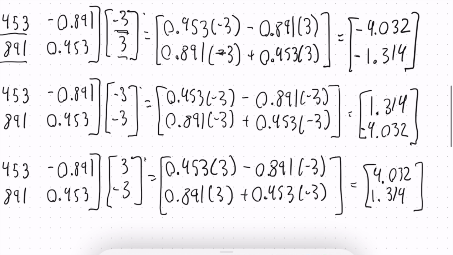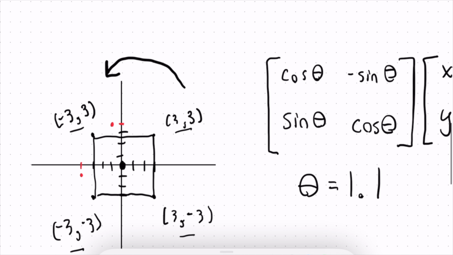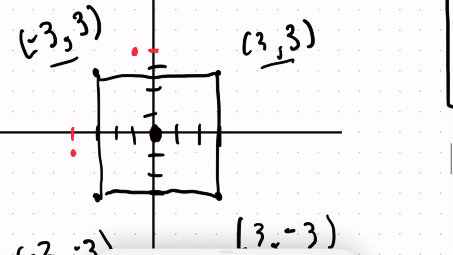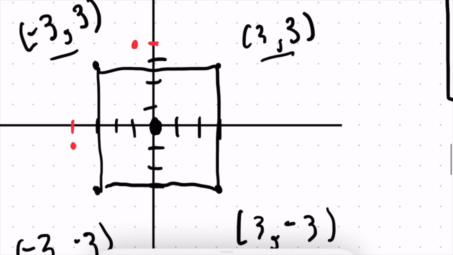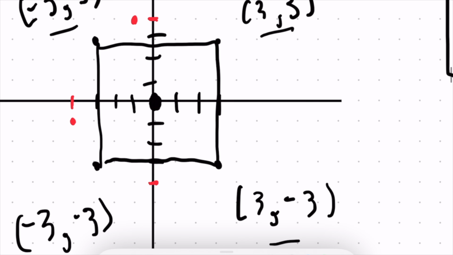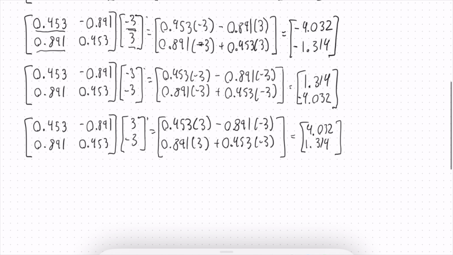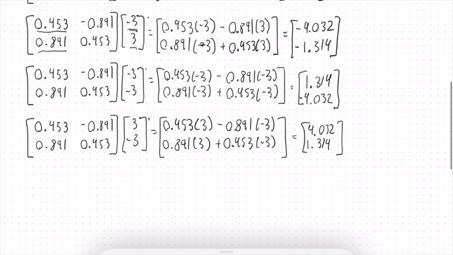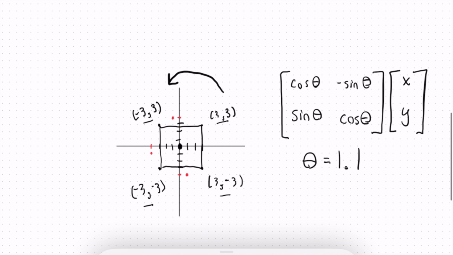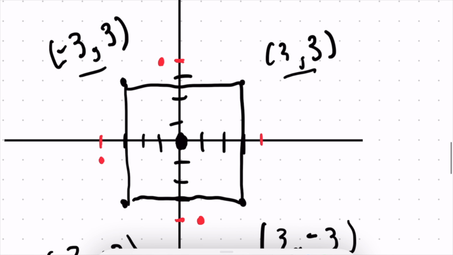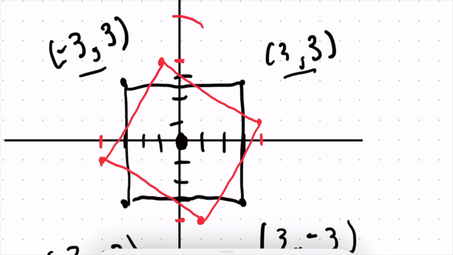Next we have positive 1, negative 4. So there's positive 1. And we need negative 4, which is down here. And then what's our last point? We have positive 4, positive 1. So positive 4, positive 1. And you can see that if I connect these points, we have another square that we successfully rotated in this direction.